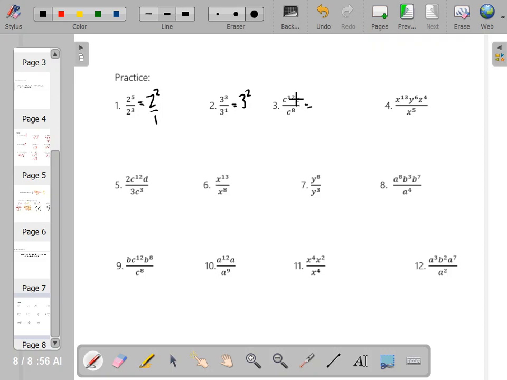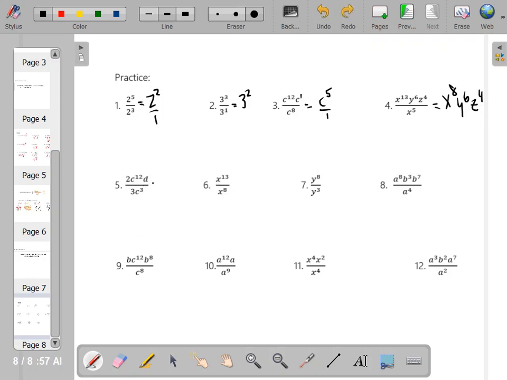You have 13 C's. 12 plus 1 is 13. There's 13 in the top. There's 8 in the bottom. So 8 will cancel out, and you will have 5 left in the top. You have 13 X's in the top. You have 5 in the bottom. 5 of them will cancel out. You will be left with 8 of them in the top. Y to the 6th, Z to the 4th.